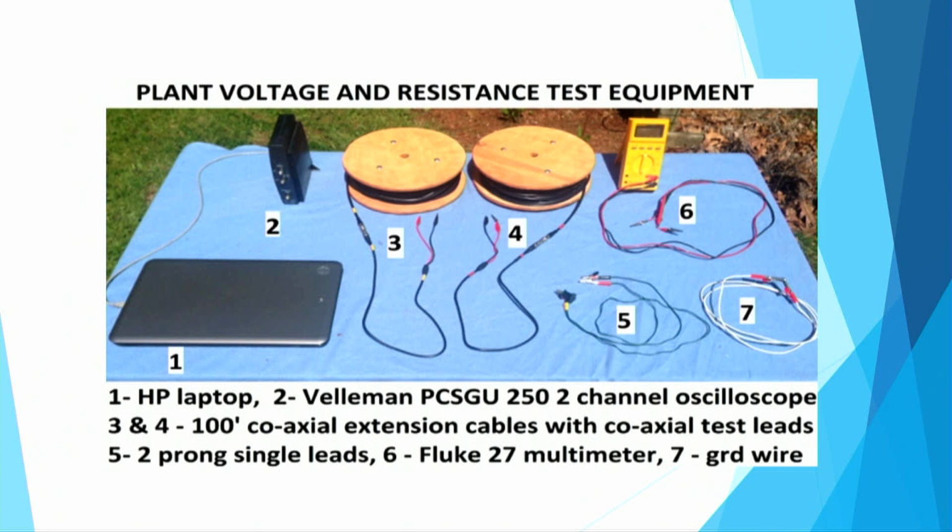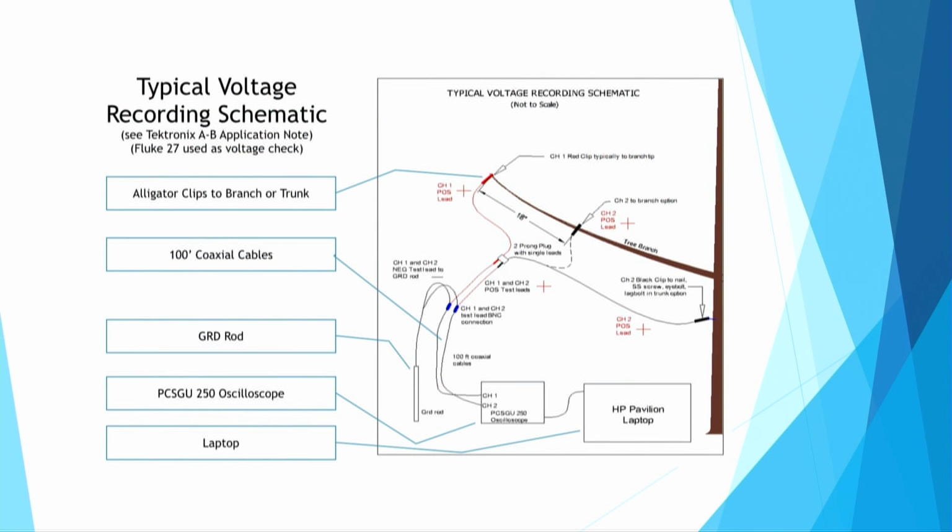A voltmeter, some various wires. Not shown here are the ground rods, conductive paste, and some special clamps that I made. Here's a typical voltage recording schematic. It's based on the Tektronix A-B application note, which is designed for any oscilloscope, in particular this oscilloscope, because it doesn't have isolated channels, which means that the reference or negative leads are one wire. So really it's just three wires coming out of two channels total.